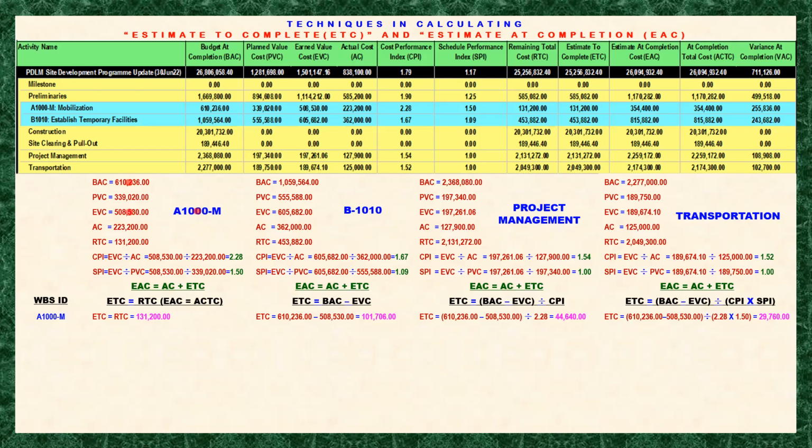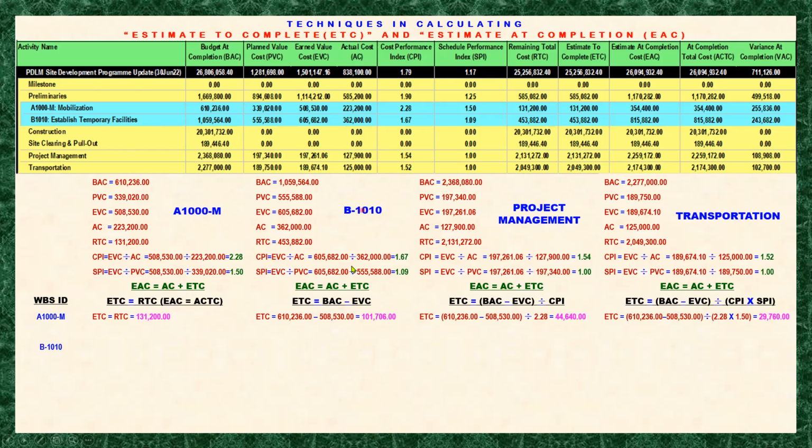Okay. But anyway, this is only the ETC. So we will be comparing it on our at completion cost so that we can compare it to our budget at completion cost. Okay. So we'll just go forward. So we will go to WBS Bay 10, or WBS established temporary facilities.